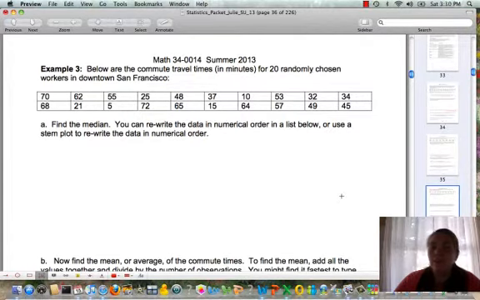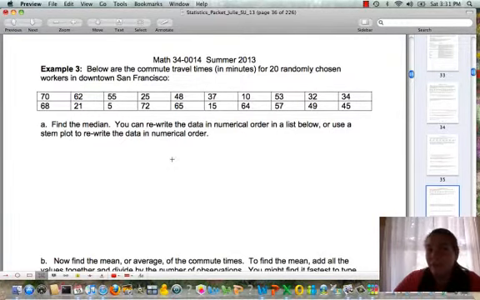Hi everyone, this is Module 2B, Example 3 on page 36 of your activity packet. The list below are commute travel times measured in minutes for 20 randomly chosen workers in downtown San Francisco. And you can see we have quite a range here, from 5 minutes all the way up to, it looks like 70 minutes or maybe even higher.